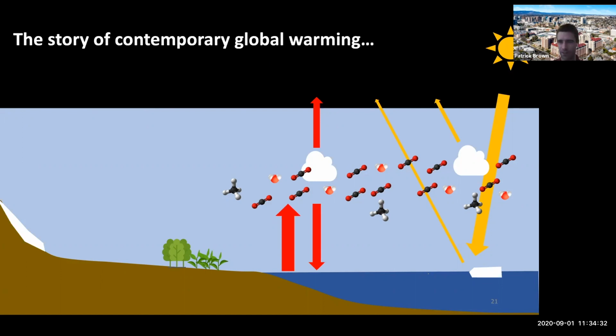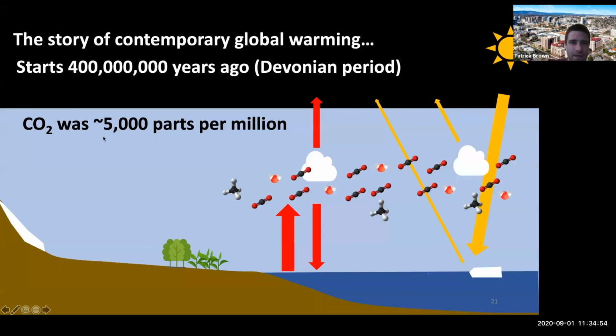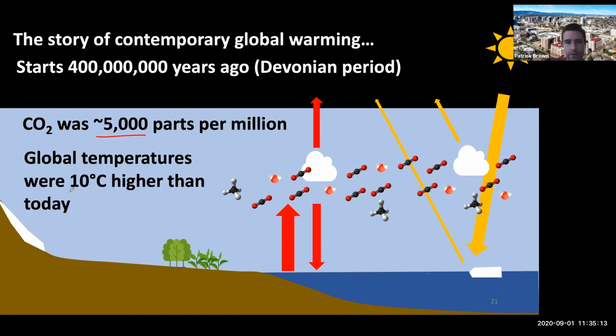This is my version of the most cohesive story to tell about contemporary global warming. And it starts 400 million years ago in a time period in geological history that we call the Devonian period. At that time, much more carbon was in the atmosphere than is in the atmosphere today. Our concentration of CO2, instead of being like 410 parts per million, was about 5,000 parts per million. So way more CO2 in the atmosphere. And as we would expect from the physics we've talked about today, it was much warmer then, about 10 degrees warmer. And we'll talk more later about why that doesn't necessarily mean that it would be fine to warm the planet by a lot right now.